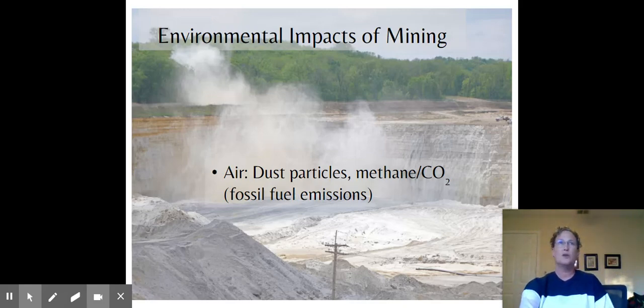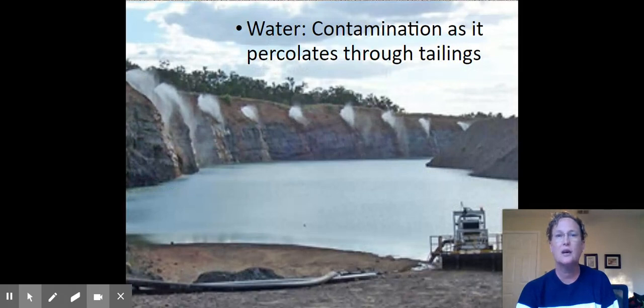So this is going to be really important. For any big thing like mining or food production, you always have to know the impacts on every part of the biosphere. So there's dust particles, methane, and carbon dioxide from all the fossil fuel emissions, because it takes a lot of work to carry all those things out and ship it all around where it needs to go.